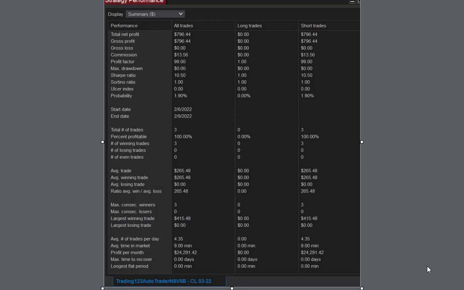And here is the strategy performance for the trade. Total net profit $796, commission $13.56. Made 3 trades, 100% winner on a nice down move, and potential profits on a monthly basis over 24K in a 30-day time frame. So we did one more trade on crude oil, and let's take a look at that one.